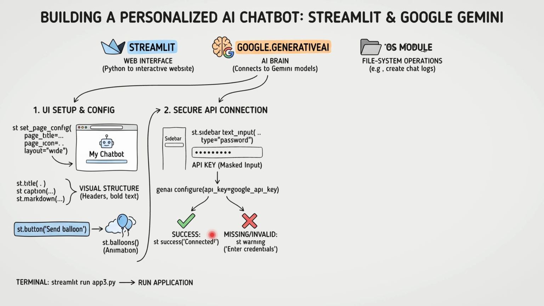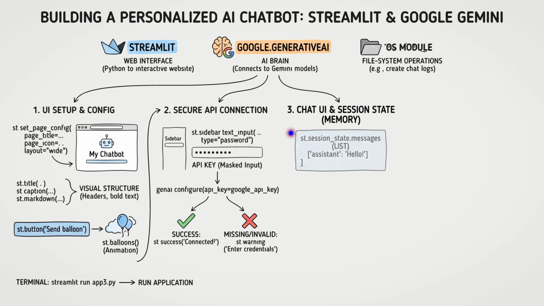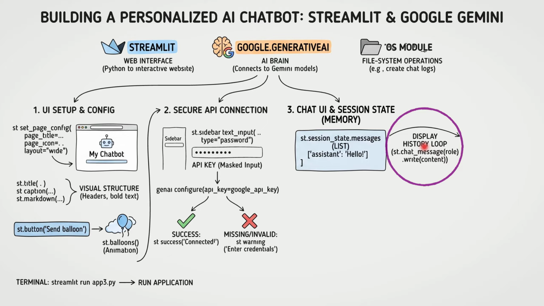Now, a good chatbot needs a memory to keep track of the back and forth conversation. In Streamlit, this is handled in step 3 using the session state. If a list of messages doesn't exist yet, we initialize it right here with a default greeting from the assistant, like hello. To make this feel like a real chat app, we use a loop to iterate through every message in that session state, displaying the history on the screen.